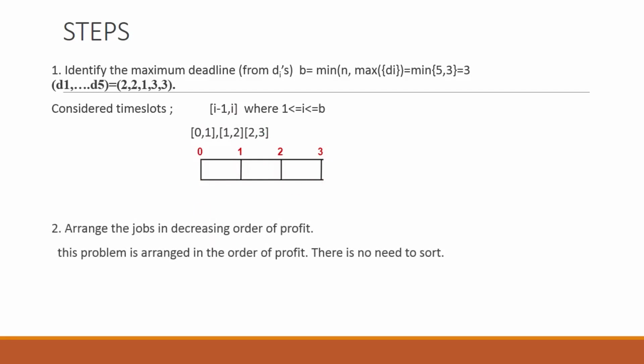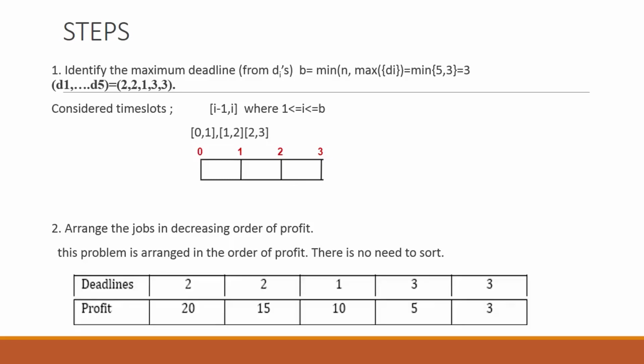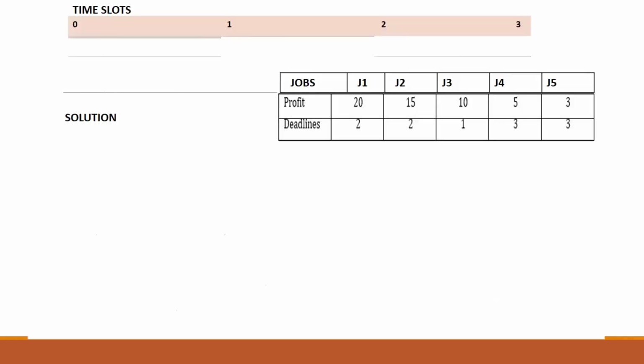The second step is to arrange the jobs in decreasing order of profit. In this problem, we don't have to sort, because the problem itself is given in decreasing order of profit. So no need to sort. This is the profit. Let's see the next step towards the solution.